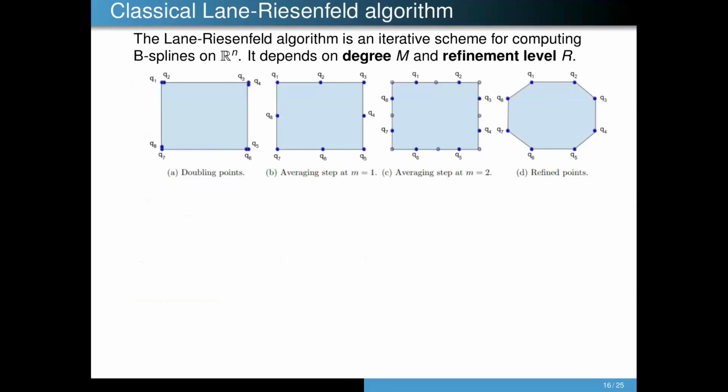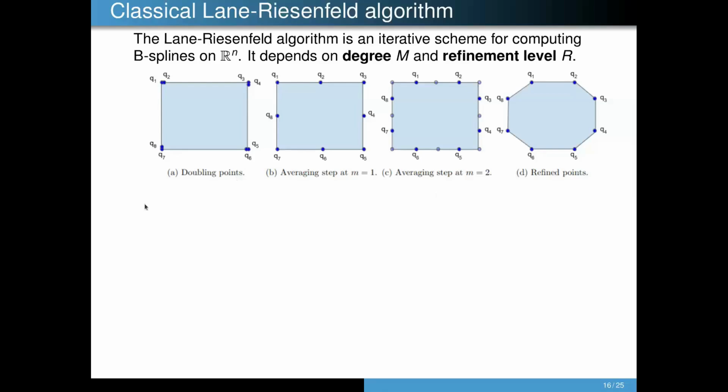It's basically an algorithm that produces B-splines on Rn. And it's an iterative algorithm. So you can decide the degree, m, so the degree of your B-spline, and you can decide how well you want to approximate it, which is the refinement level. So the result is going to be, as the refinement level goes to infinity, we will achieve the B-spline. So it's an iterative scheme. Okay, how does it work?